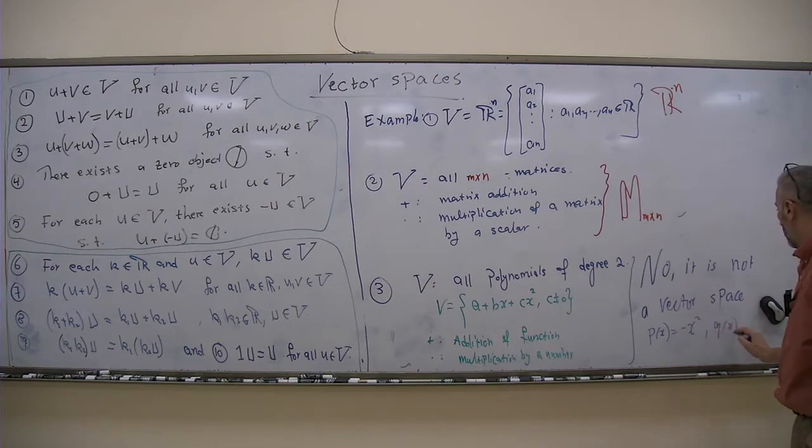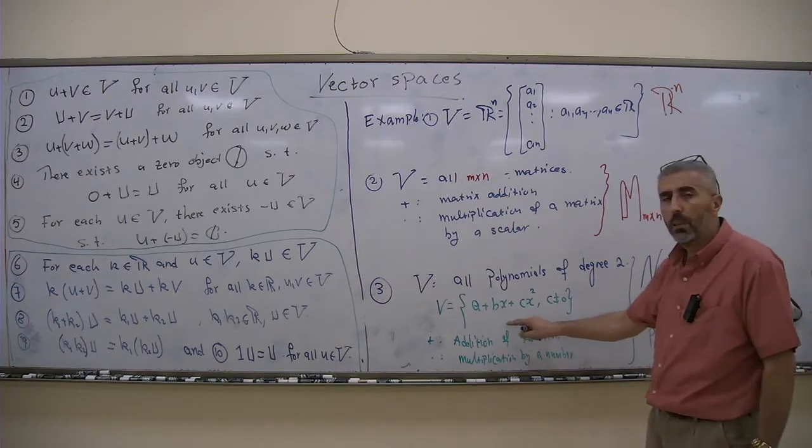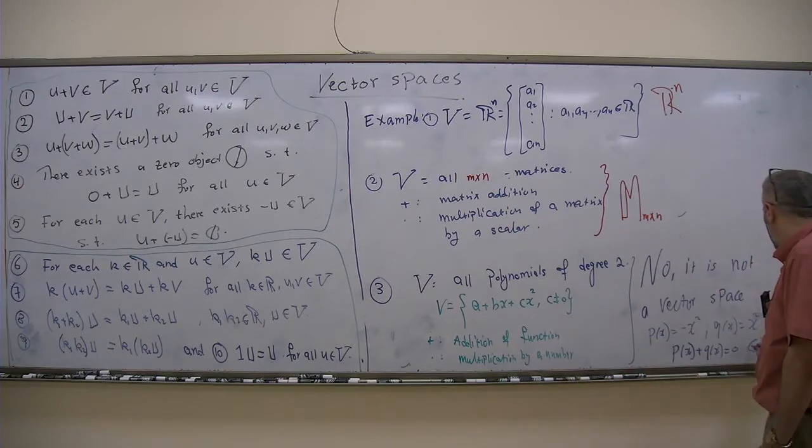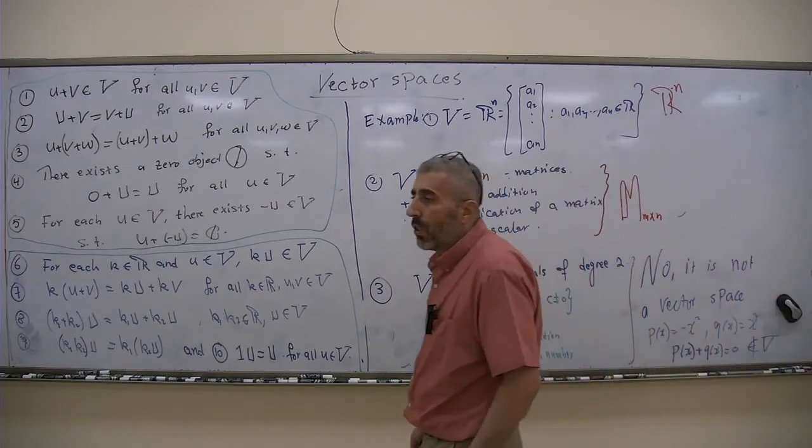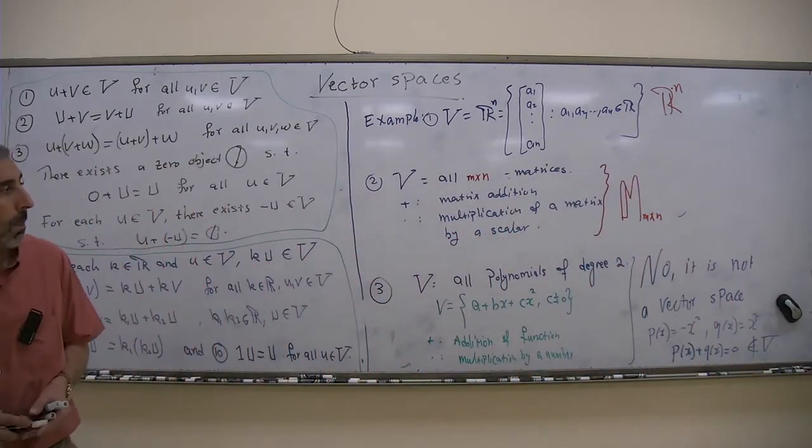Q(x) is x squared. Degree 2, degree 2. What happens when you add them? It's the zero polynomial. Is the zero polynomial here? It is not a polynomial of degree 2, so that doesn't belong to V. So this is not a vector space.